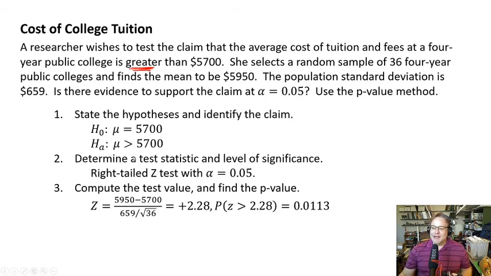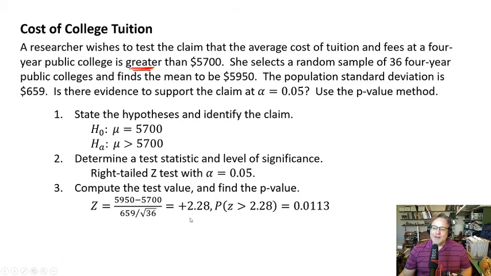So z is equal to 5,950 minus 5,700, so the difference between these two things, and we'll divide that by 659, that's the population standard deviation, divided by the square root of 36. So again, do this separately on your calculator, write it down, take this divided by this to get your answer here.